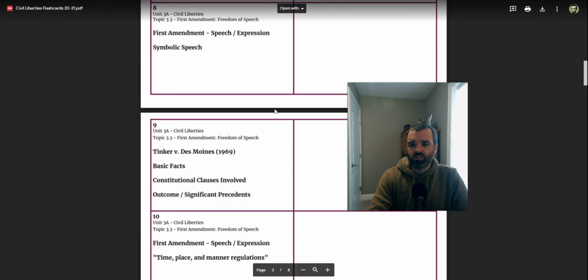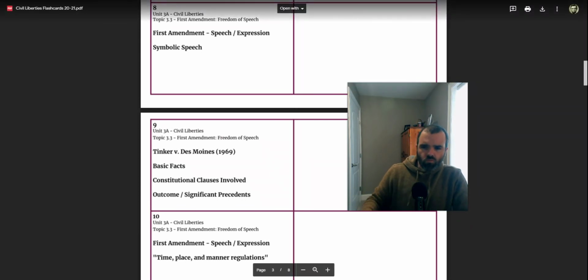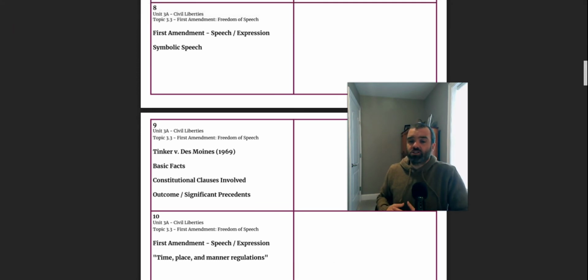Moving forward with the First Amendment, let's talk about speech and expression. So Flashcard 8 talks about the idea of symbolic speech. And the question is, what is really speech when you think about it? Is it just words that people are speaking? And the Supreme Court says no. Okay, they say, expressing yourself in nonverbal ways, that's also speech. That's also protected under the Constitution.